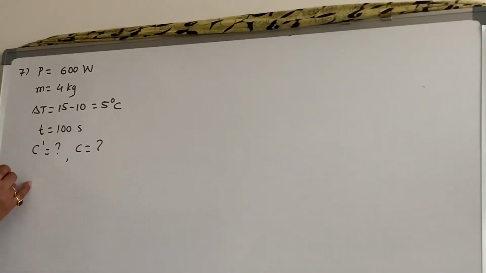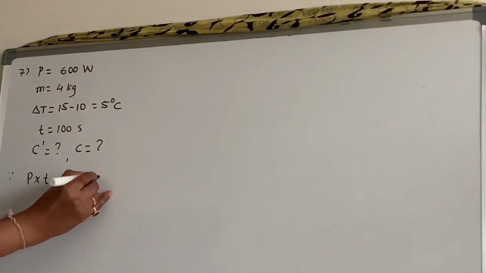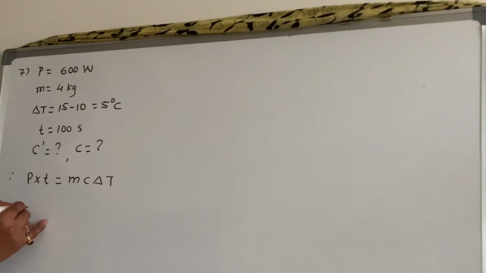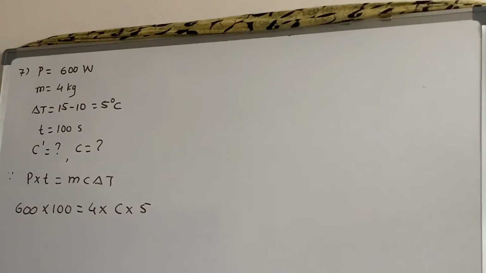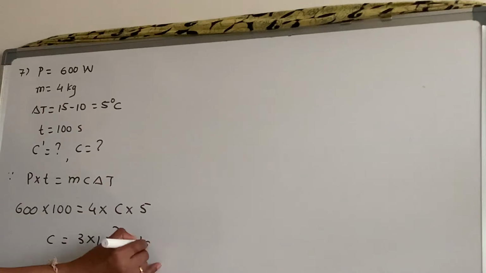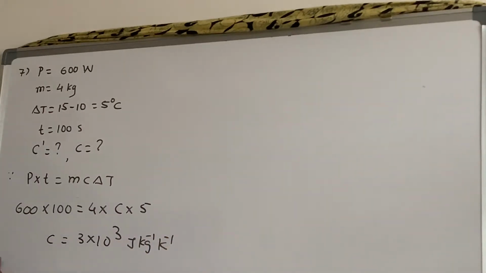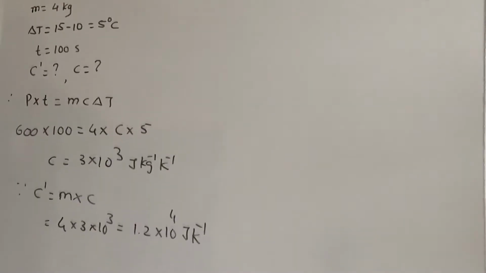So I can write here, since power into time is MC delta T, power is given as 600, T is given as 100, M is given as 4, C we want, delta T will be 5. If you solve this, your C comes out to be 3 into 10 raised to 3 joule per kilogram per Kelvin. Now they want C dash. Since C dash is equal to M into C, M is 4 into 3 into 10 raised to 3, which I can write as 1.2 into 10 raised to 4 joule per Kelvin.